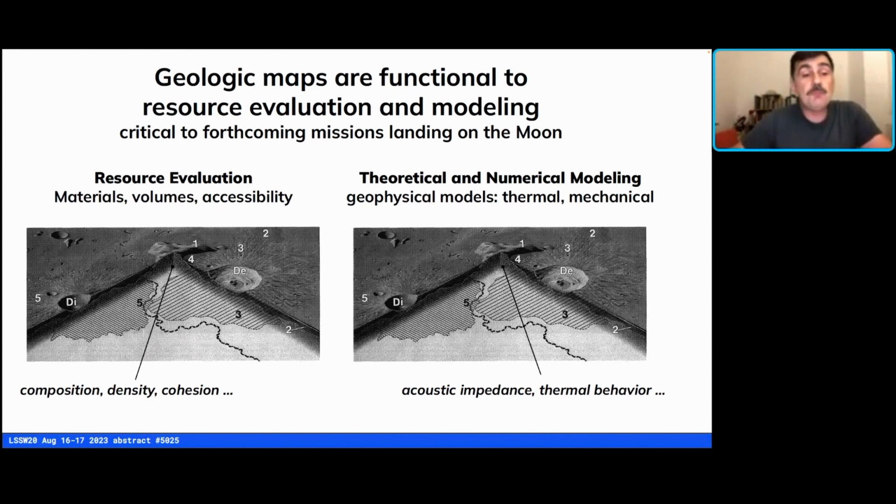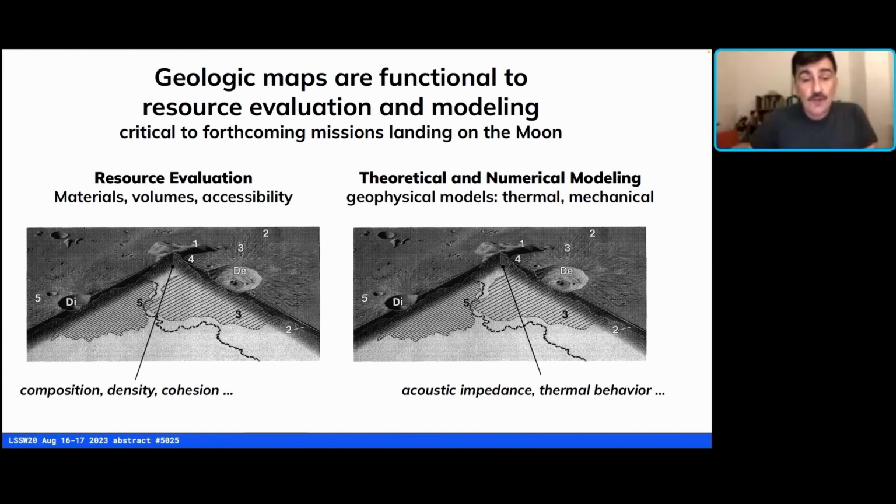So, for example, for resource evaluation, we speak about materials, volume, and accessibility to these materials and volumes. If we want to use the geologic map for resource evaluation, we can assign composition, density, and cohesion to the geologic units. And in this case, we can produce some derived products useful for resource evaluation.